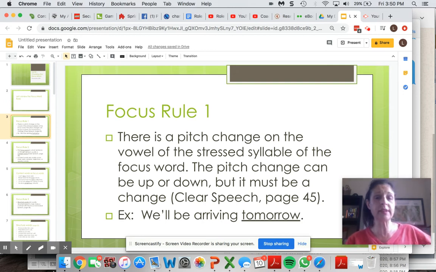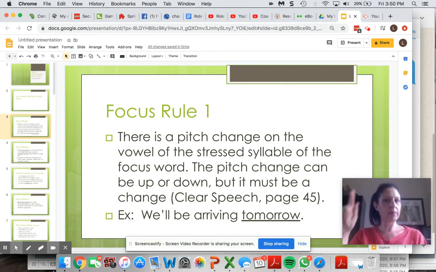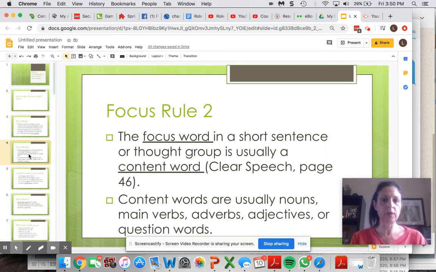So here's an example. We'll be arriving tomorrow. My voice went up and then down. The pitch went up and then down. That's focus rule 1.